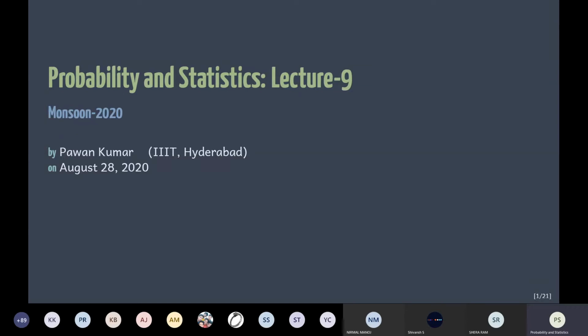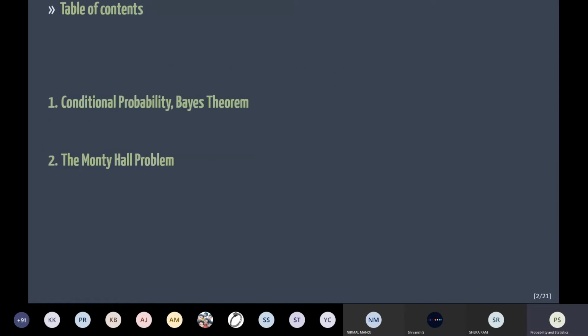So this is lecture 9, and this is the topic for today: conditional probability based theorem. This is something I discussed in the last class, and we will do some problems on this, and some special problems also on this so-called Monty Hall problem. So we stopped at the Bayes theorem, and this is an example of application of Bayes theorem.